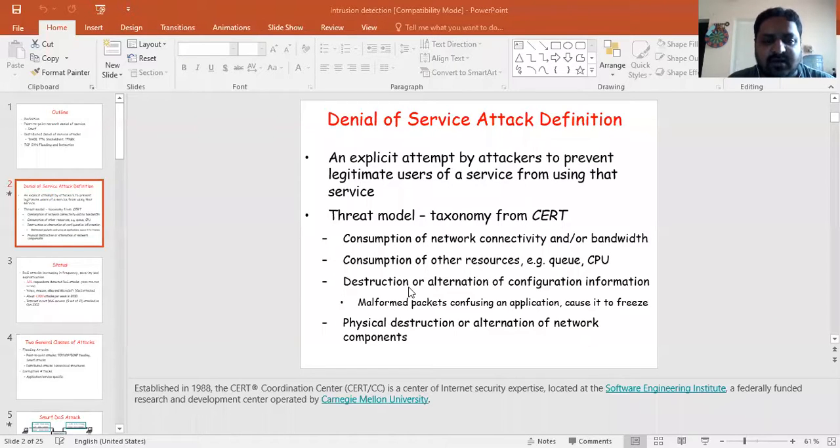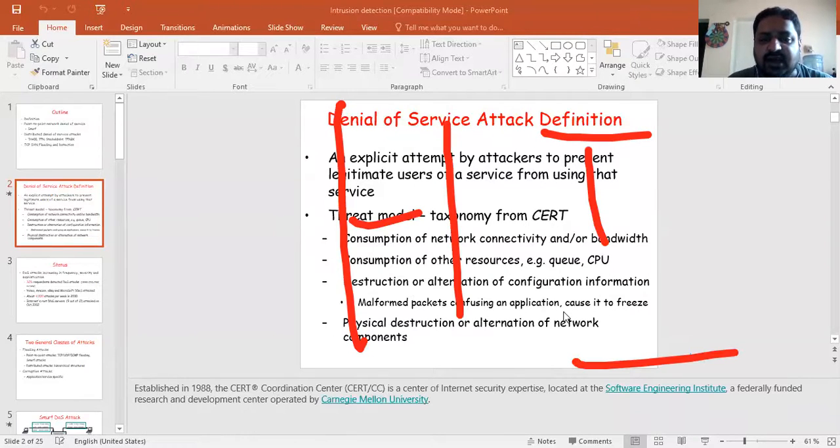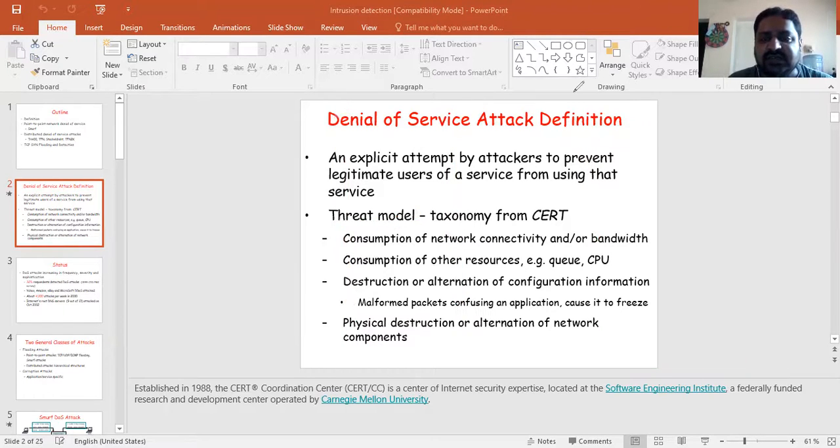What is actually a denial of service attack? It is an attack that an attacker carries out on a user, where the user is unable to access some services. For example, if he wants to access a service from a website, and due to the denial of service attack he cannot access that particular service. That is actually called a distributed denial of service attack.